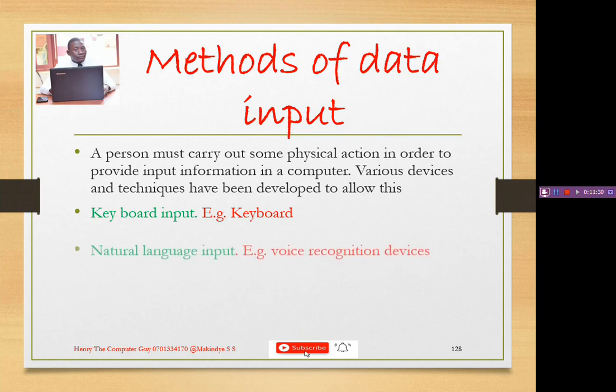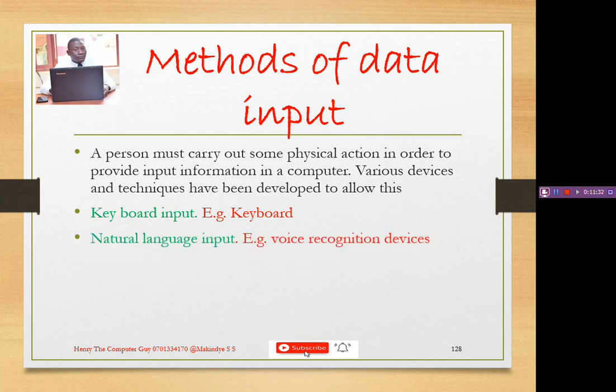Then we have what we call the natural language input. An example can be voice recognition devices, whereby, for example, if you're in a computerized car, you can say radio on, then it puts on the radio. You can say lights off, then it puts the lights off. That means that this method involves speaking into a microphone connected to the computer, so it will do exactly what you want it to do.